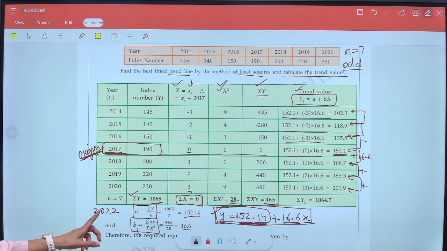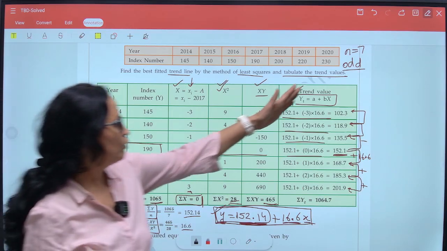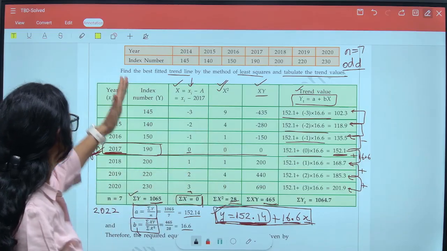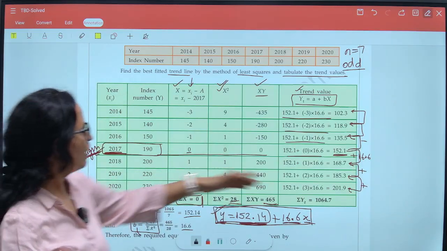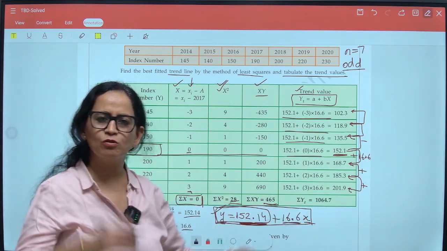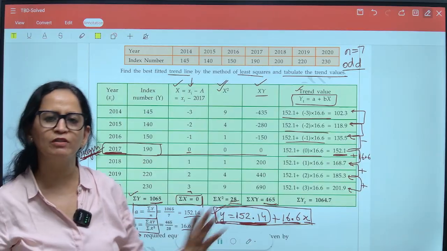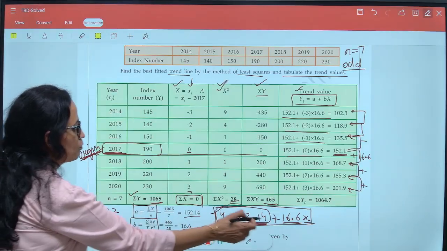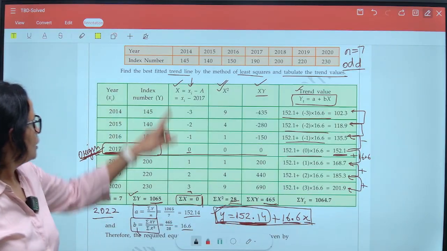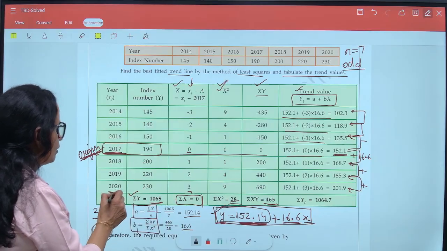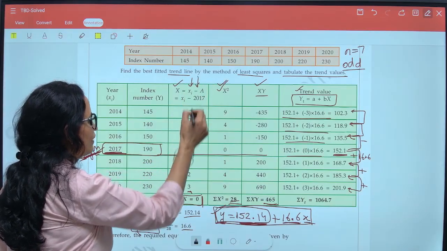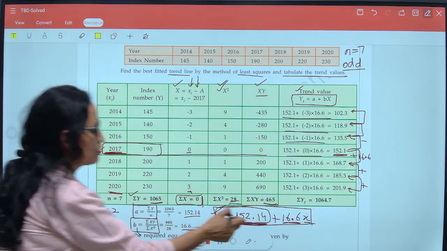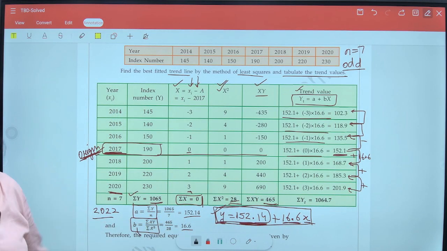So you got the future predicted value also, and you could see the trend also. You can plot the index number with solid lines, the trend value with dotted lines to see the trend, how the graph is varying if the question says so. And to find a future predicted value, you just put in the value of x. Now don't put the value of this year, put the value of this deviation x into this equation and find the value of y. Done?